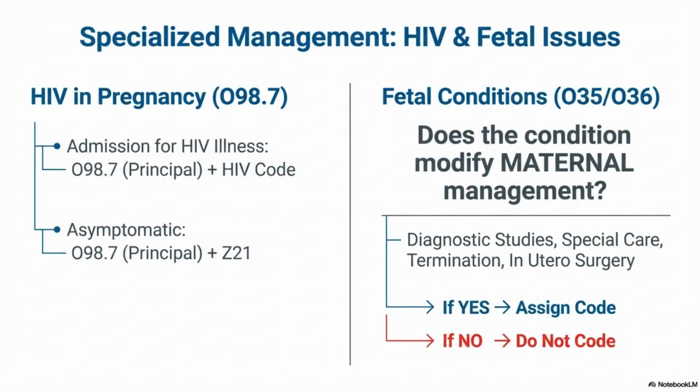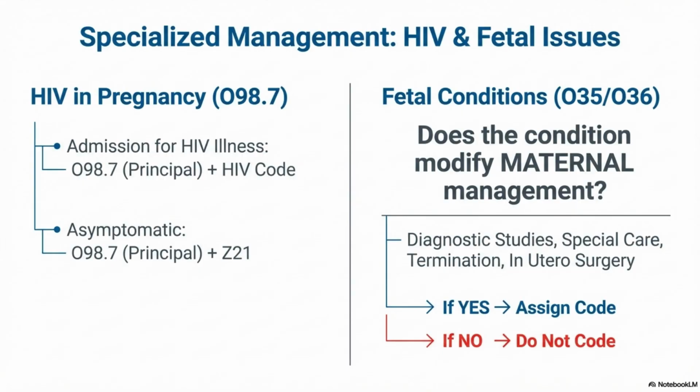When a pregnant patient has HIV, sequencing depends on the clinical scenario. If the admission is for an HIV-related illness, O98.7 is the principal diagnosis, followed by the appropriate HIV code. If the patient is asymptomatic, O98.7 is still the principal diagnosis, followed by Z21, indicating asymptomatic HIV status. This structure ensures the record reflects both the pregnancy-related impact and the patient's HIV status.